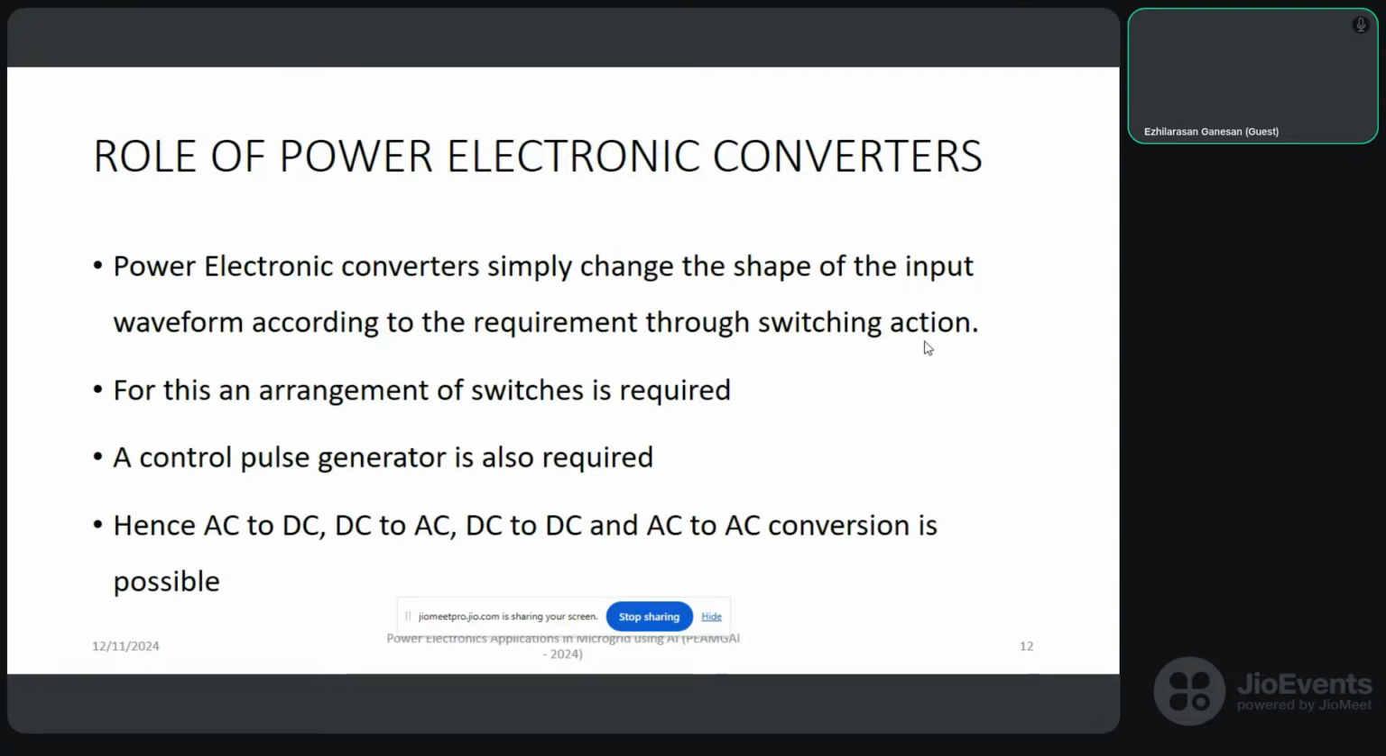So what you understand from this is that a power electronic converter is nothing but input waveform changes. For changing the input waveform, we require switches, and for controlling the switches, we require a pulse. Once we have all these things, we can convert AC to DC, DC to AC, DC to DC, and AC to AC. Conversion is possible. Any doubt in this? Okay, thank you. If you have any doubts, instead of raising hands, you can open your mic and ask.